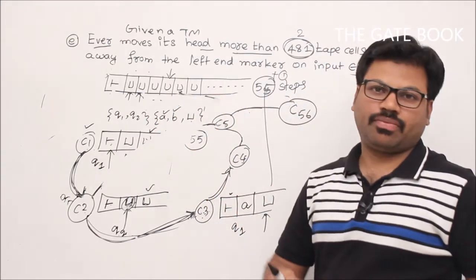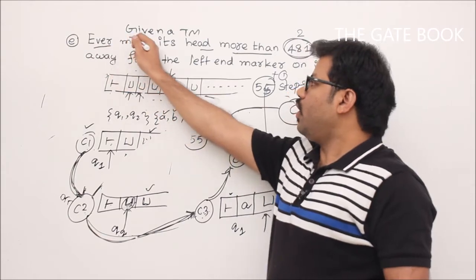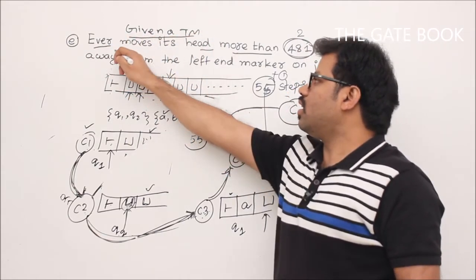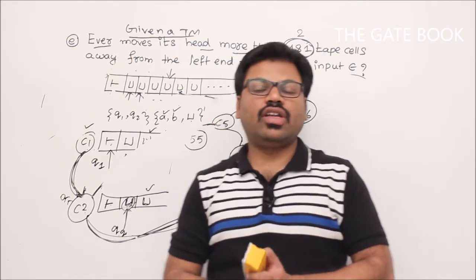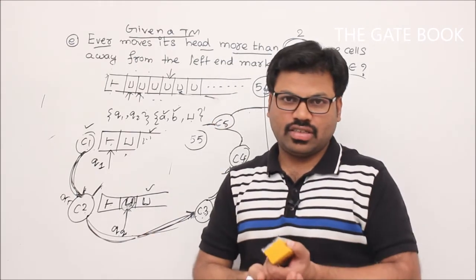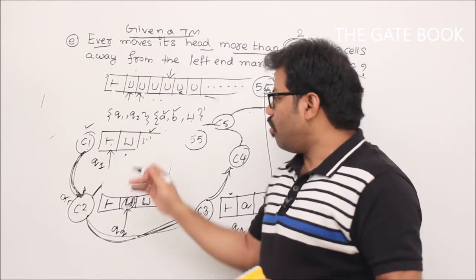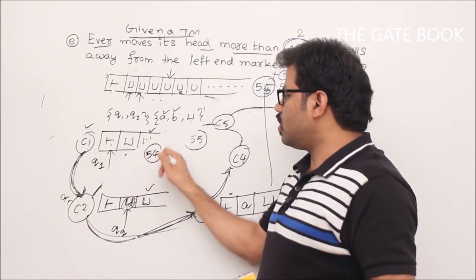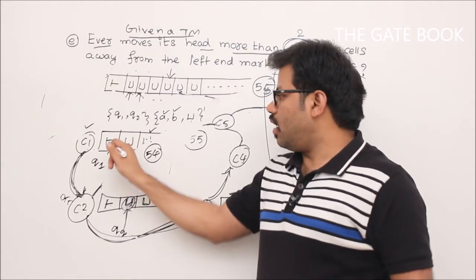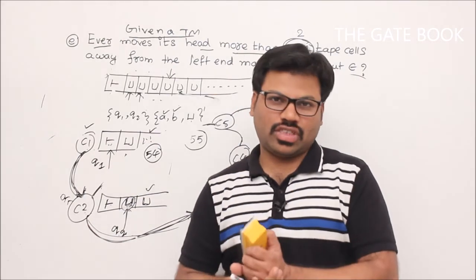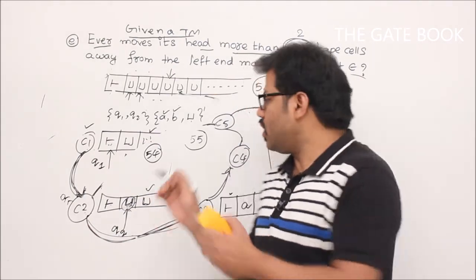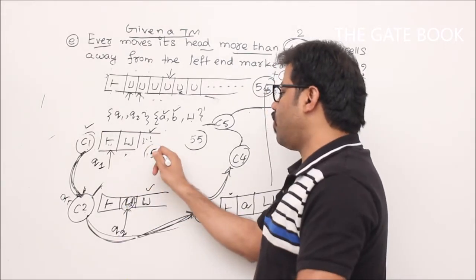Now come to the question. Given a Turing machine, you would like to know whether it moves its head more than 2 tape cells or not. For that, calculate the configurations. Now, if the number of configurations possible with these 2 tape cells and the left hand marker is 54, run your Turing machine for only 54 steps, or more than 54 steps, let's say 55 steps.